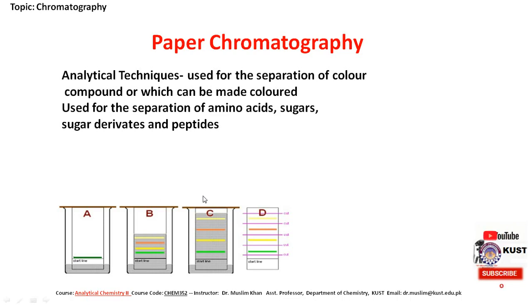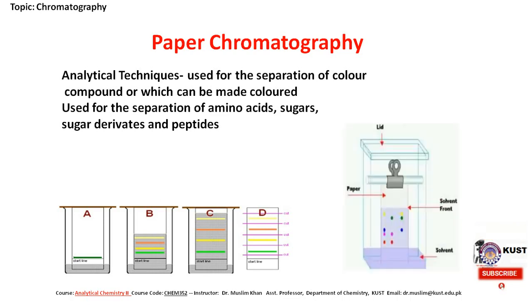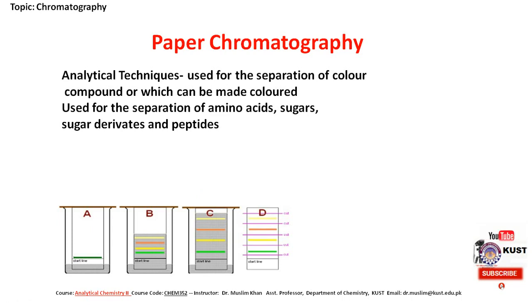So different components in the mixture travel at a different rate, as I mentioned, due to the difference in the solubility of these components in the mixture, and the difference in the interaction of these components with the fiber in the paper, with the water in the paper. So how much time does this paper chromatography take? It can take from several minutes to even several hours.